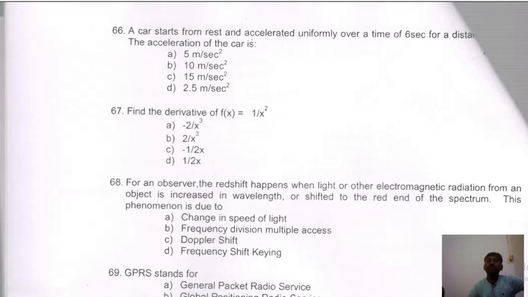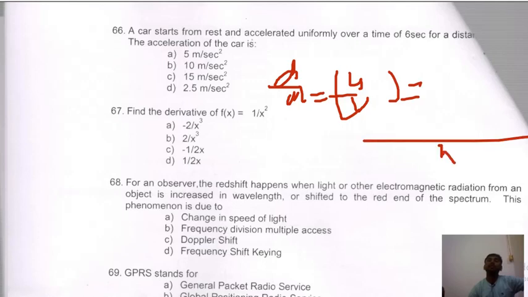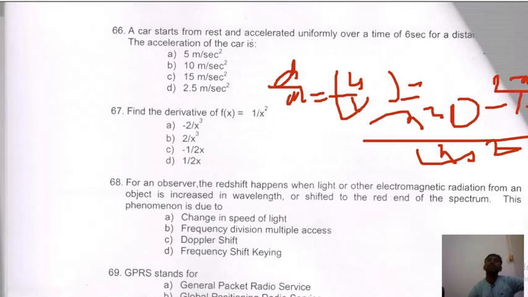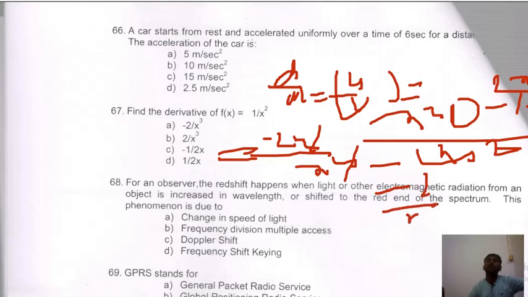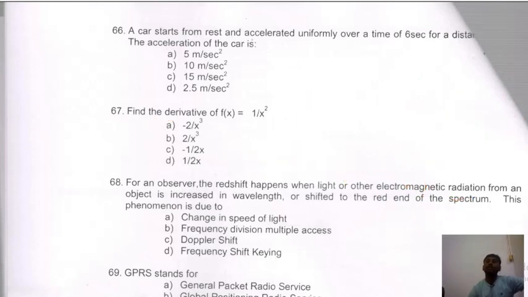Okay, so find the derivative of f(x) equal to 1 by x square. This is dy by dx. So take x square as the whole square. If you leave x square, the derivative of 1 is 0, then for x square, this is 2x. So what remains outside is minus 2x by x to the power 4, so x cuts, so minus 2 by x cube is remaining. So minus 2 by x cube, option A, is the differentiation of 1 by x square. This is an applied mathematics question.